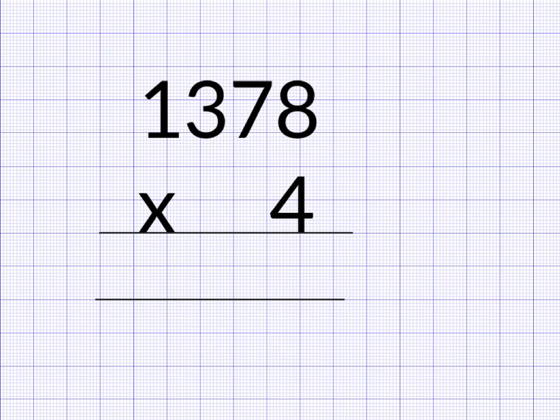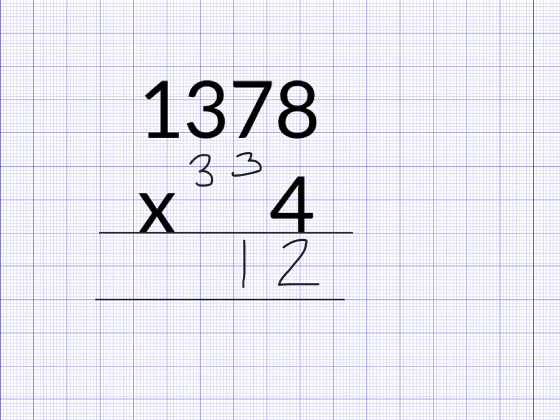Now we're going to look at what happens when it's a 4-digit number. 1,378 multiplied by 4. Again, we're going to start in our ones, our units column. We've got 8 times 4 is 32. So we write 2 here, carry the 3 over into the tens column. Remember, as I said before, we're multiplying these two numbers and then adding on this one. So we've got 4 times 7 is 28. Add 3 is 31. So we've got 1 here, carry the 3 over into the hundreds column.